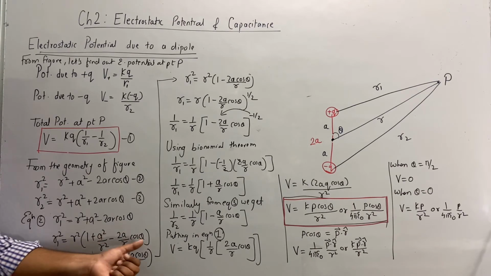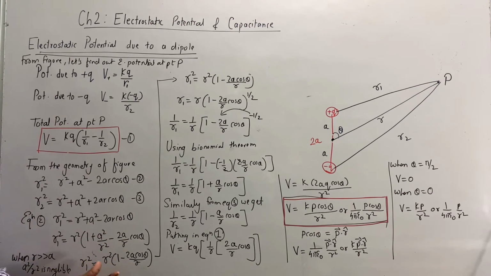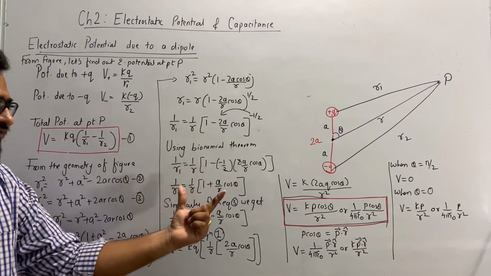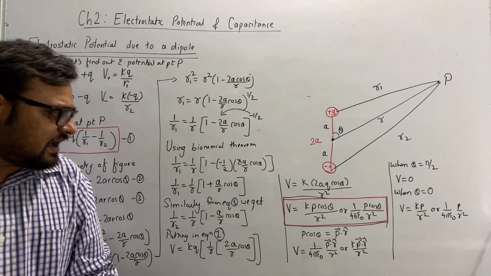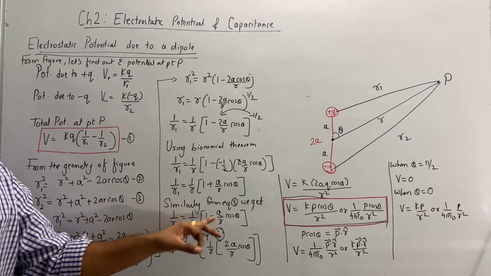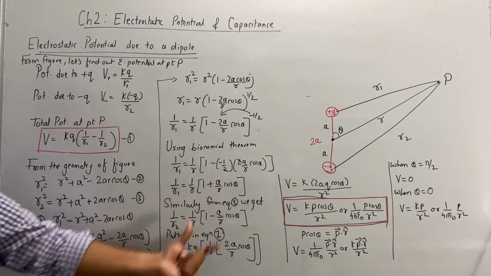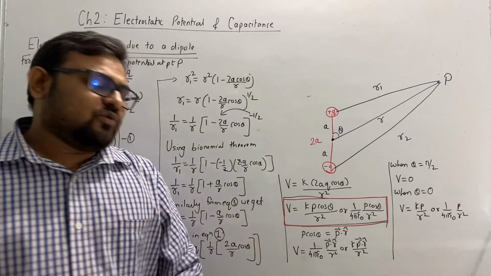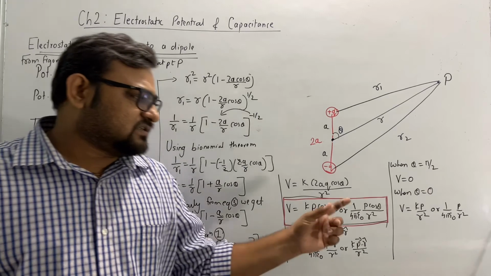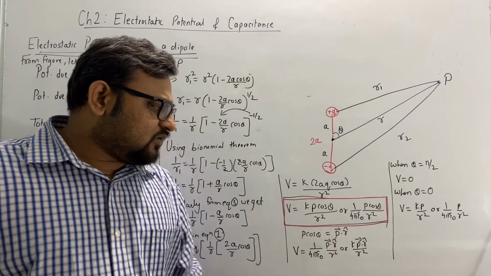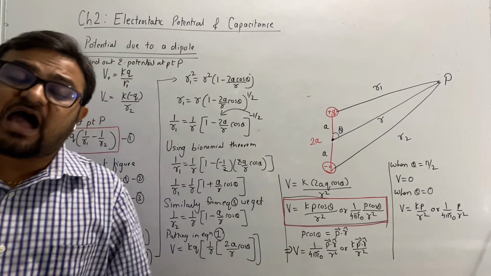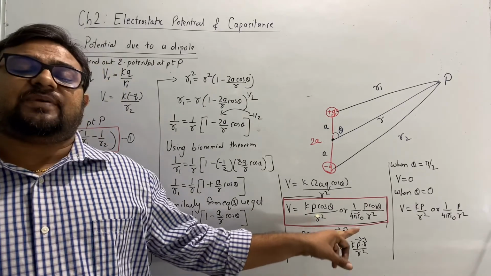Now, taking the square root, reciprocal, and using the binomial theorem, finally I get 1 by R1 equal to 1 by R, 1 plus A by R cos theta. And similarly, 1 by R2 will be equal to 1 by R, 1 minus A by R cos theta. Putting these two values in equation 1, finally I got V equal to Kp cos theta by R square, or 1 by 4 pi epsilon 0 P cos theta by R square. We can take P cos theta equal to P dot R. So what does this imply? V equal to 1 by 4 pi epsilon 0 P dot R unit vector upon R square, or Kp dot R upon R square.